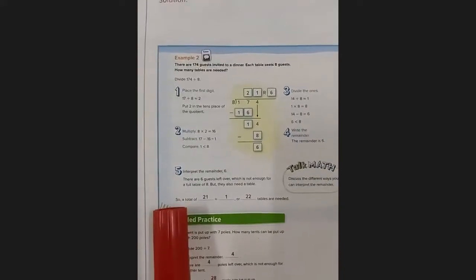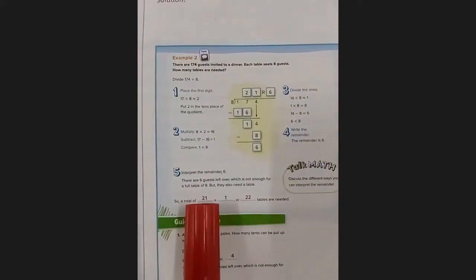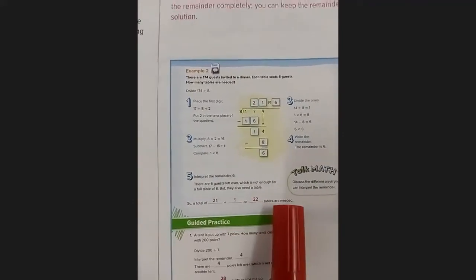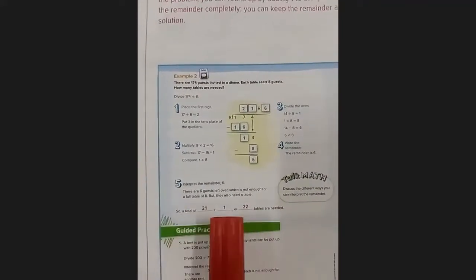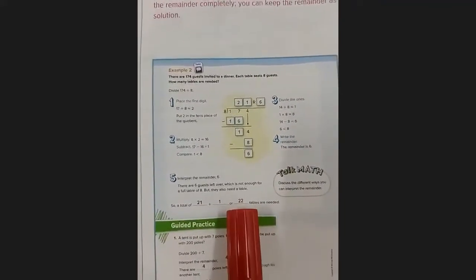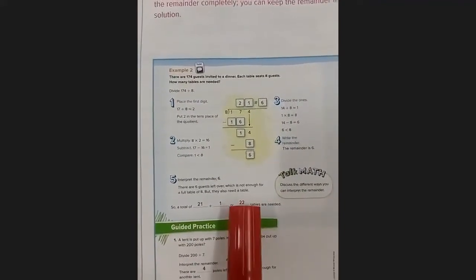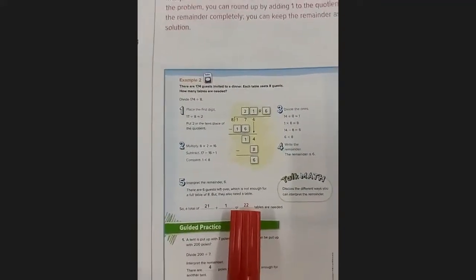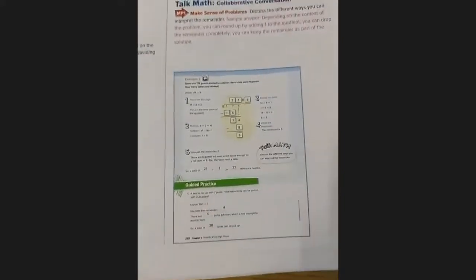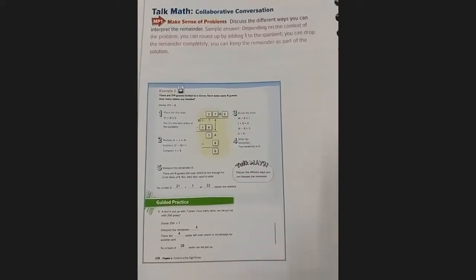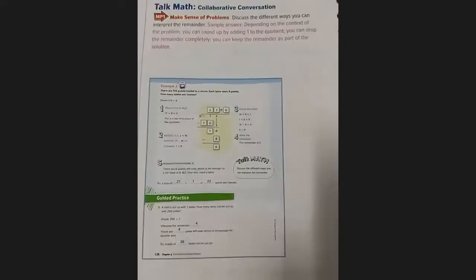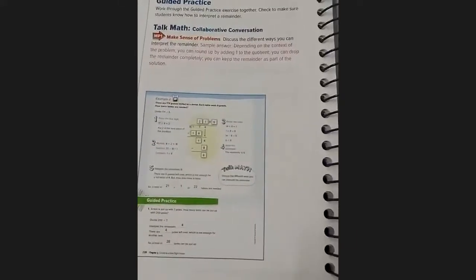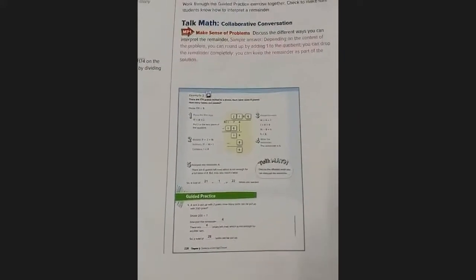So, a total of 21 plus 1, or 22 tables, are needed. Right, guys, 21 plus 1 or what? 22 tables are needed because we can't leave our guests without a table, right? They are our guests. We can't leave them without a table. So I have 21, so I bring another table for the leftover of the guests, right, Kinan?